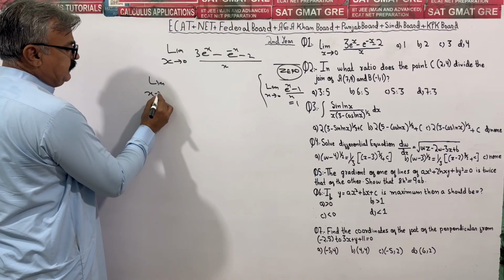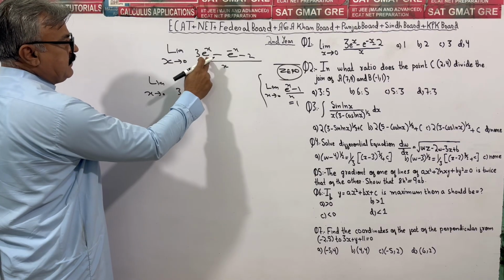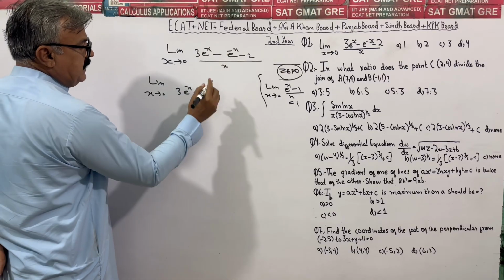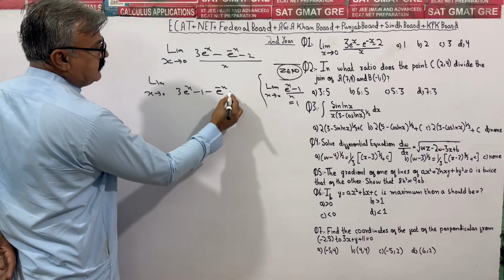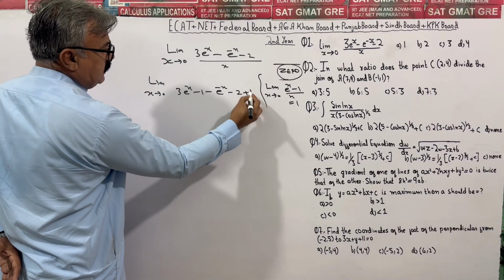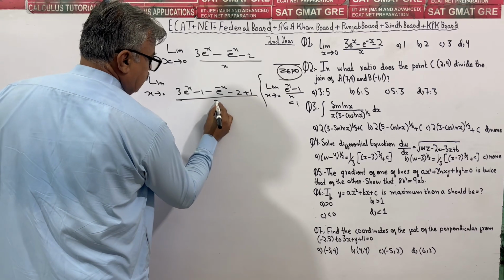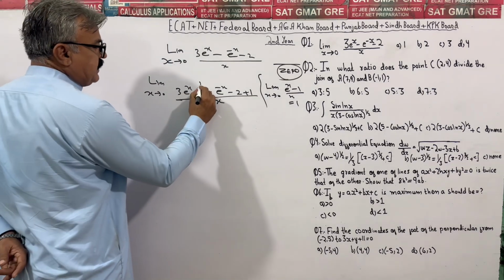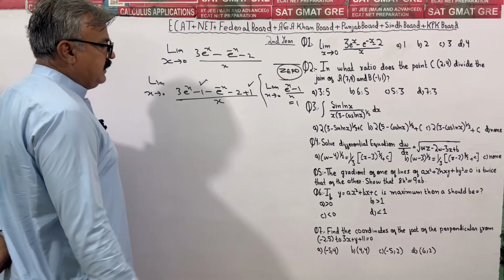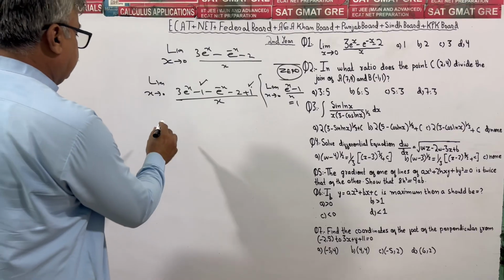Limit x tends to 0 of (3e^x - 1), I have compensated 1 for this one as well as 1 for this: (e^(-x) - 2 + 1 - 2 + 1) over x. Now the game starts. I have subtracted as well as added 1.